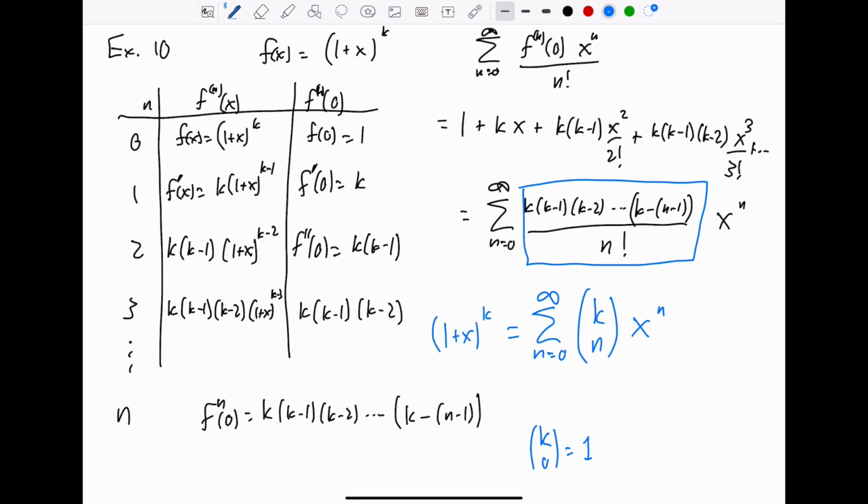For our purposes, this is really all you need to know about these things called binomial coefficients and the binomial series, but it's very possible that you'll see these sorts of numbers again in future math classes.